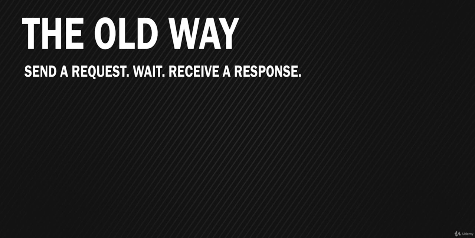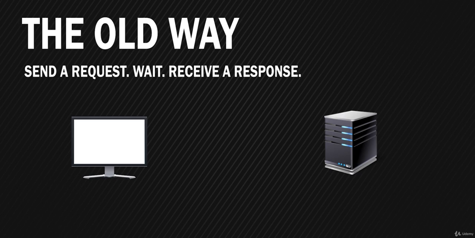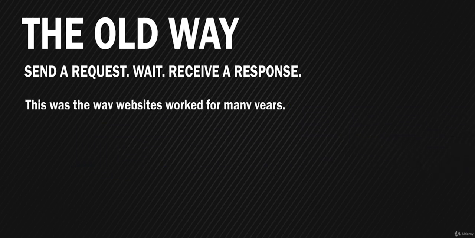If nothing went wrong, any assets that made up the page would be downloaded and displayed on your computer or device. So let's see how this looks. So your browser would send an HTTP request to your server. It would then wait. Your server would then process that request, and it would then send an HTTP response to your browser. This was the way that websites worked for many years.